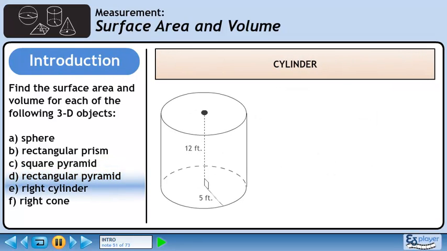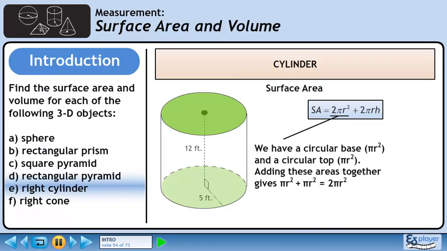In Part E, we'll investigate a cylinder. We'll begin by learning how to calculate the surface area. The surface area is 2 pi r squared plus 2 pi rh. We have a circular base with an area of pi r squared and a circular top with an area of pi r squared as well.